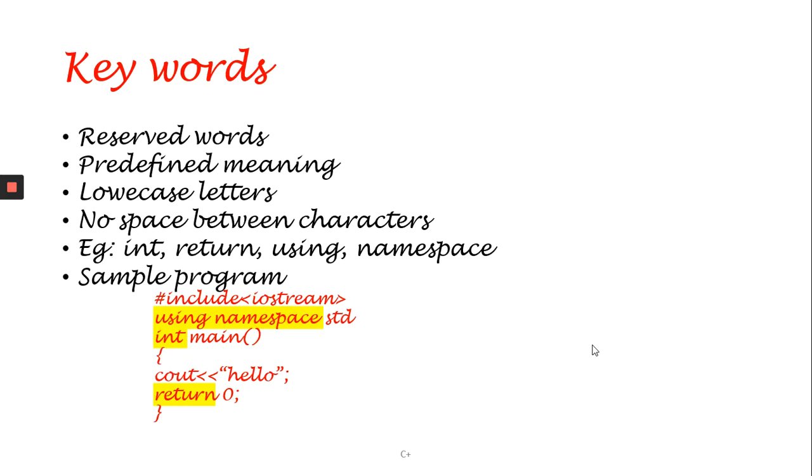For example, int is used as a data type to represent integer numbers. Return is used to show that the function is returning such and such value. Here, return 0 means the function is returning 0. Then we have using and namespace. They are the keywords used to specify the namespace where the set of variables are declared. So the keywords are reserved words having predefined meaning, written in lowercase letters with no space in between the characters.